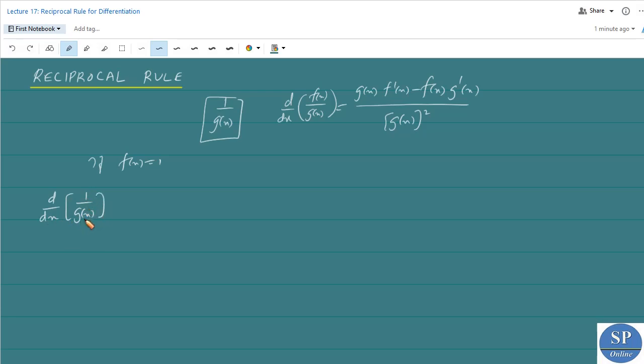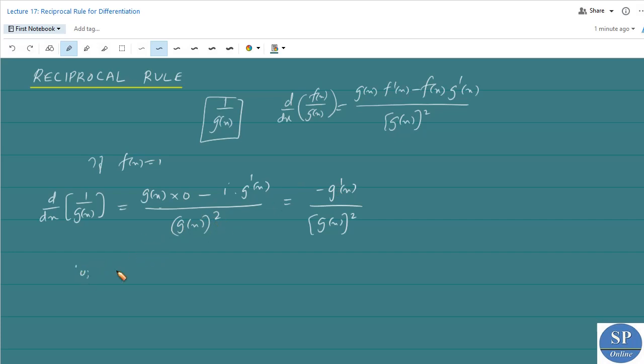That is the derivative of this function 1 by g of x is nothing but g of x into f dash of x, that is f of x is here 1, so f dash x is 0, minus f of x is 1 into derivative of g of x, that is g dash of x, divided by g of x whole square, that is equal to 0 minus g dash of x, that is negative g dash of x divided by g of x whole square. This is the reciprocal rule for differentiation.